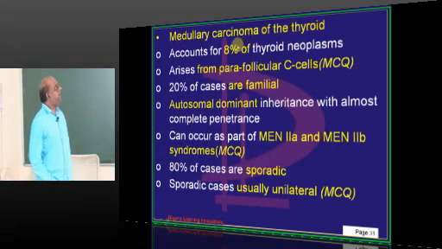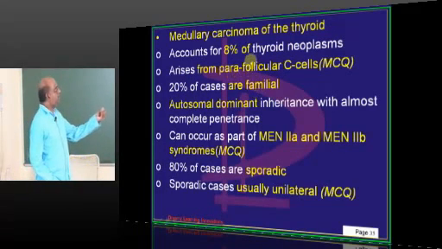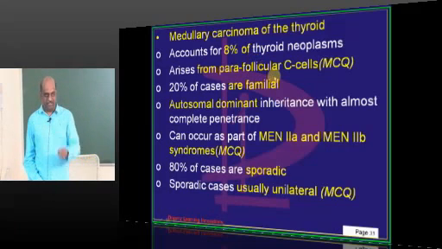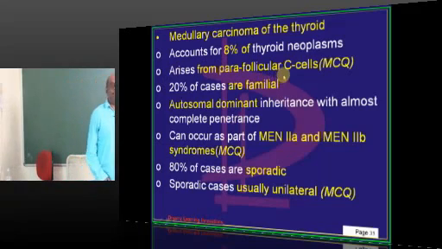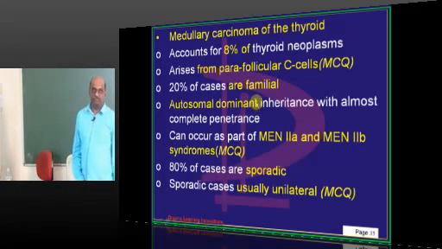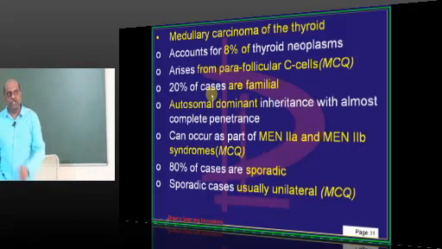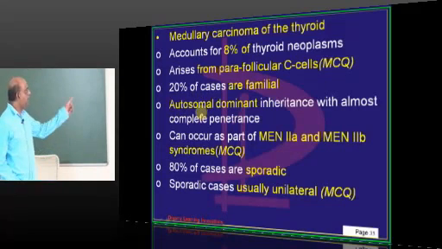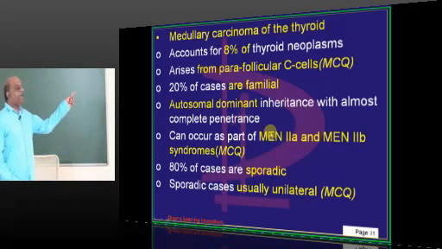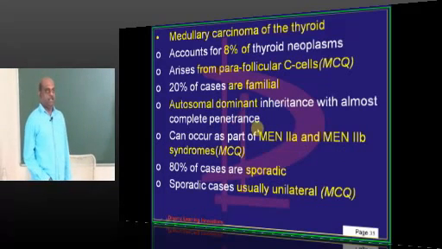Now comes the medullary carcinoma of the thyroid. But proportion of carcinomas which are medullary are only 8%. It basically arises from the parafollicular C cells. 1/5 of medullary carcinomas are familial. 1/5 only. 1 in 5. It is the autosomal dominant inheritance with a complete penetrance is the most common form of inheritance.